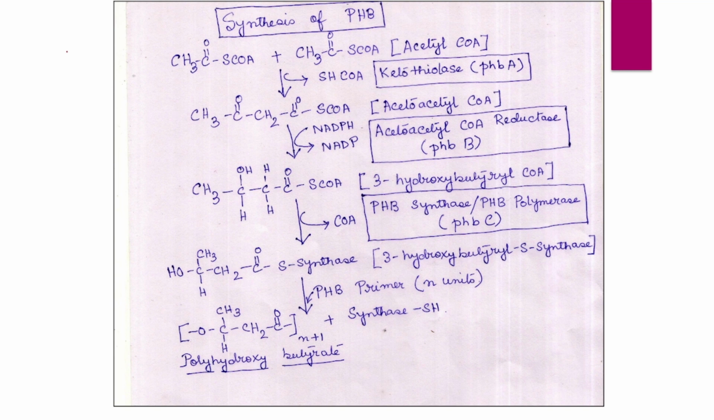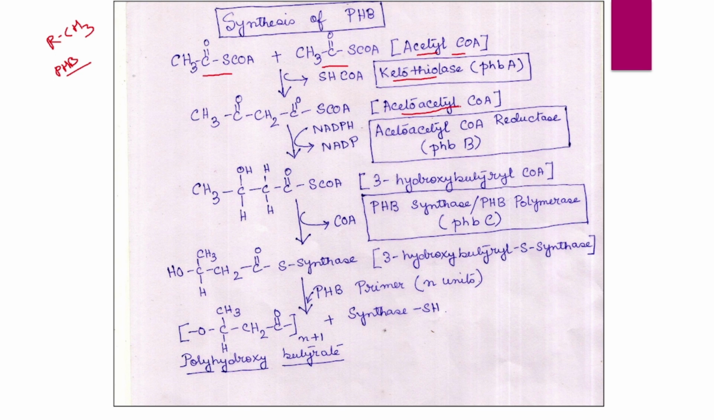Now let us see the synthesis of one such polyhydroxyalkanoate. For example, if the R group is a methyl group, how can this polyhydroxyalkanoate be synthesized? I have already told you, this is called PHB or polyhydroxybutyrate. Now let us see how this PHB can be synthesized. It starts with two molecules of acetyl CoA. These two condense in the presence of the enzyme ketothiolase to form acetoacetyl CoA.